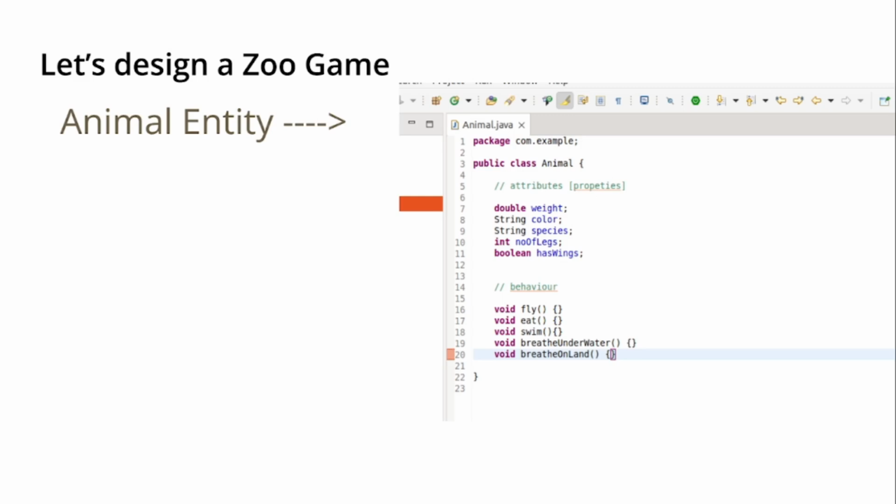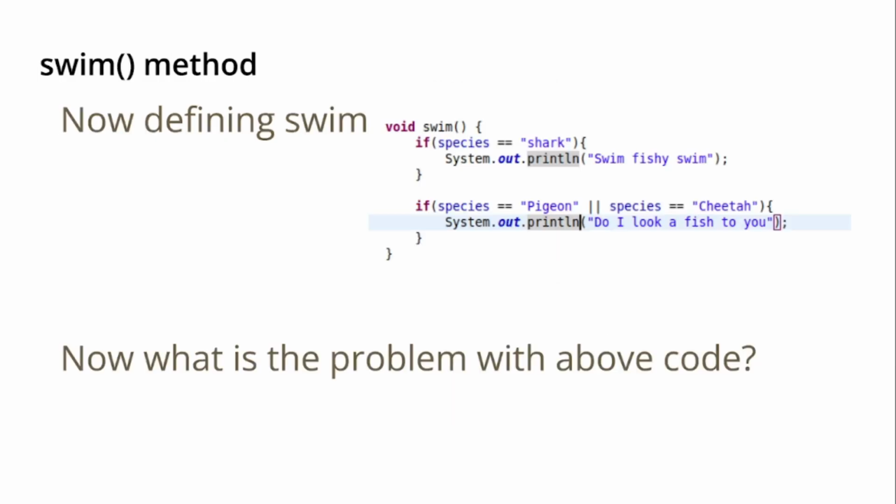We have an animal class with a few attributes, that is a few properties, which are weight, color, species, number of legs, whether it has wings or not, and behaviors or functions like fly, eat, swim, breathe underwater, and breathe on land. Now when we define a swim method, it would look like: if species equals shark, then print fish swim. If the species is pigeon or cheetah, what should our swim function do?